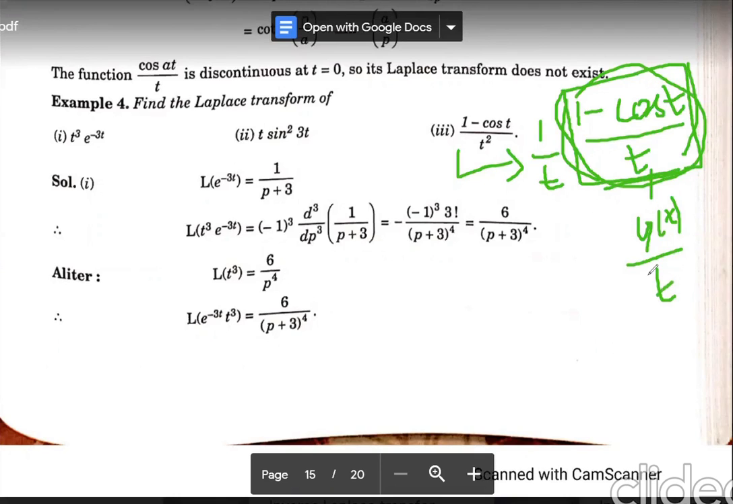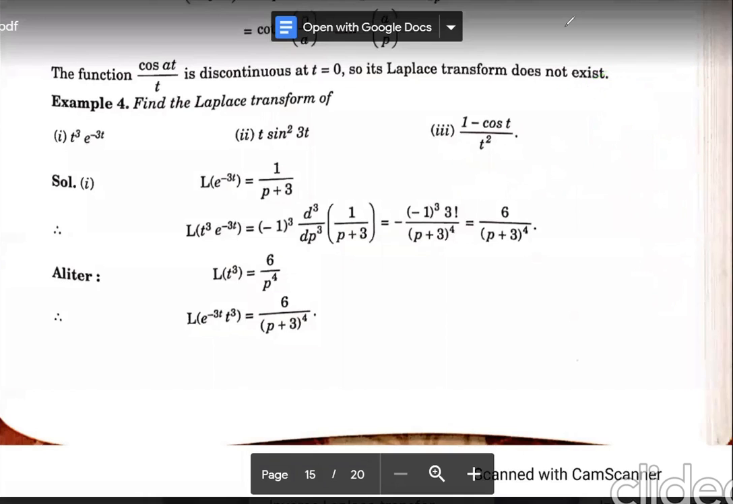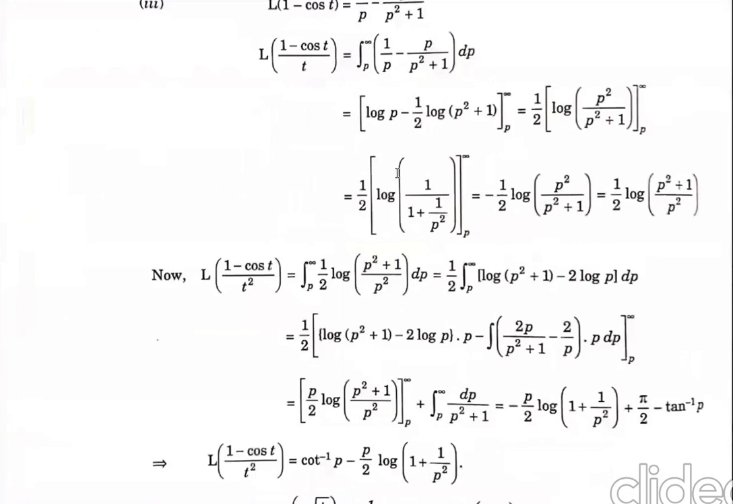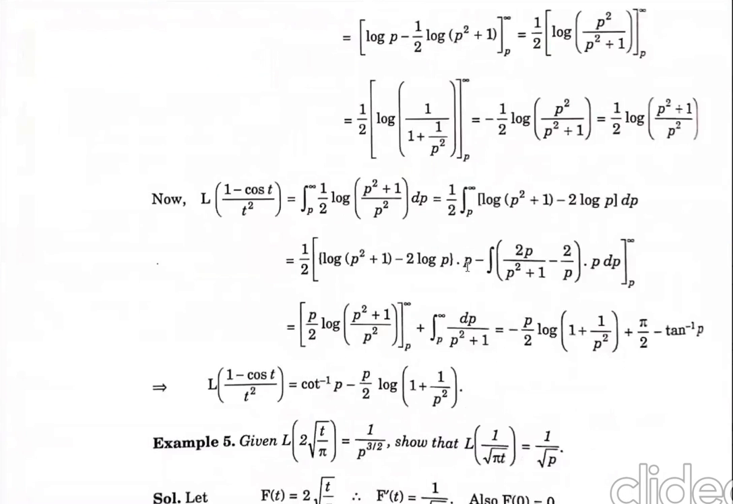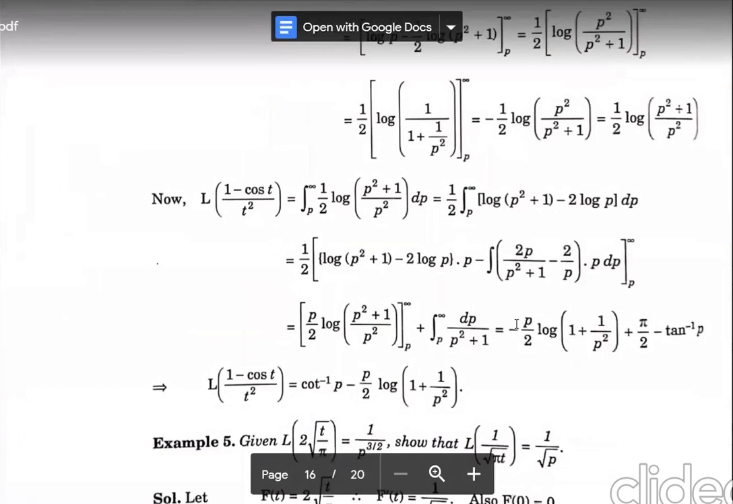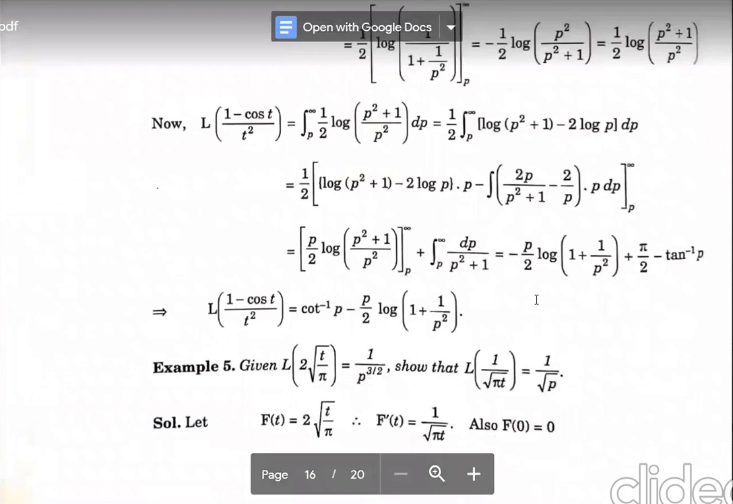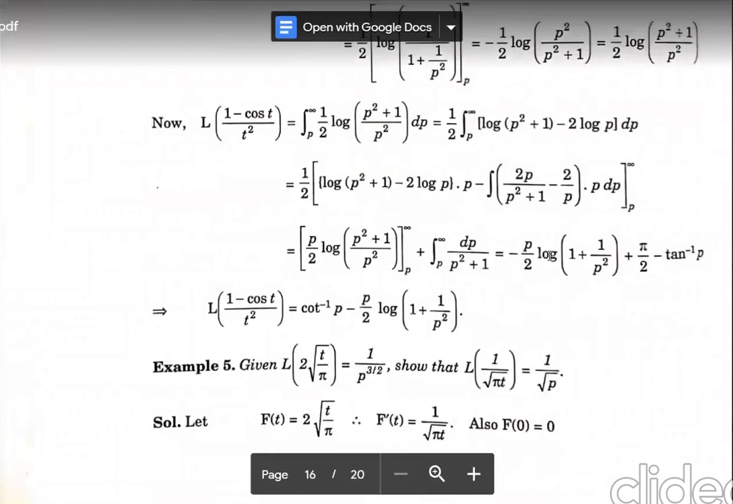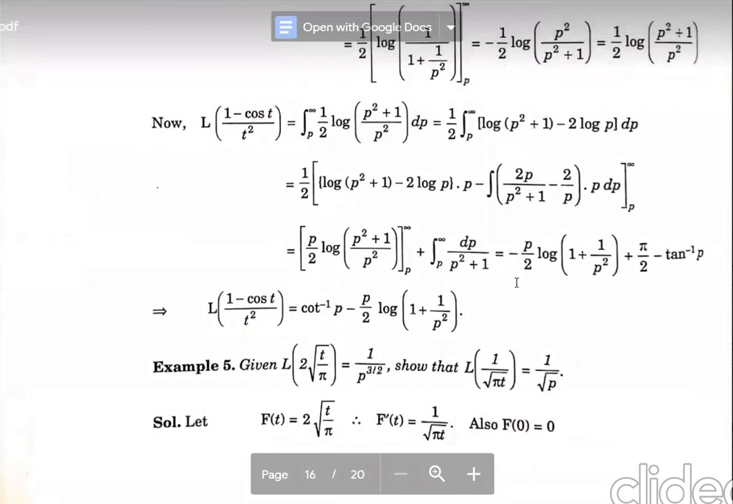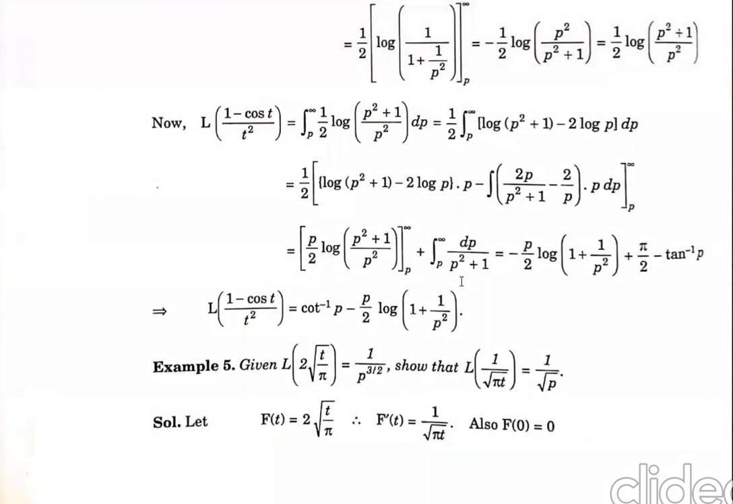Integration from p to infinity of g of p dp. Then integrate, put the limit, and you will get the result. You will get your value of the Laplace transform for this function. So that has been done here. You go through that, and the integration part you know obviously, so I'm not going through the integration part. Just simple integrations are there. Just go through that.